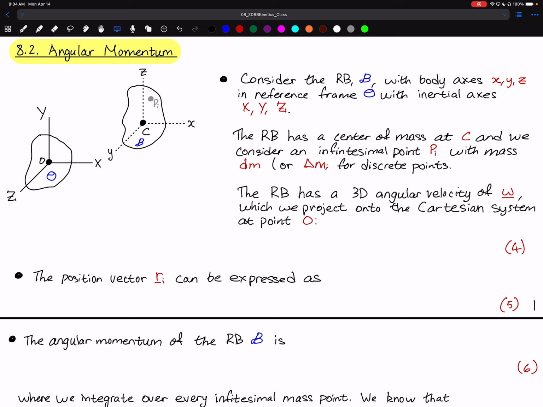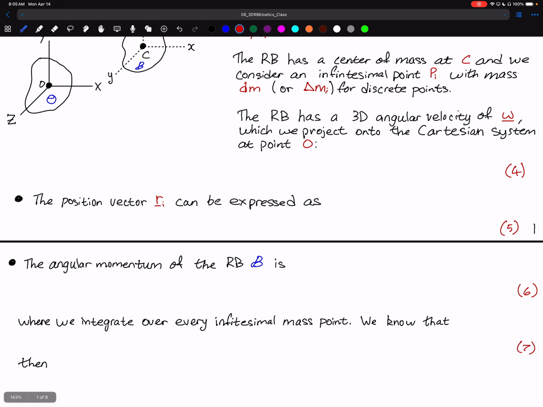And we're going to consider some infinitesimal point, we'll say P_i, which will have a mass of dm, or we could also use delta m_i. We're going to use both discrete points and then also continuous or infinitesimal points in integrals throughout this. So our rigid body is going to have an angular velocity of omega, and we're going to project this onto the Cartesian system at point O. That's going to give us that omega is equal to some omega_x in the i hat direction plus an omega_y in the j hat direction plus an omega_z in the k hat direction.